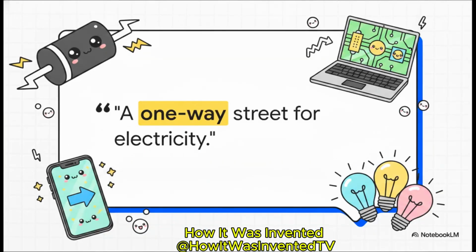At its absolute core, a diode is simply a one-way street for electricity. That's it. But this single, surprisingly powerful concept, well, it's the absolute foundation of every single phone in your pocket, every laptop sitting on your desk, and every LED bulb glowing above your head right now. Every single one of them depends on this exact mechanism to function.